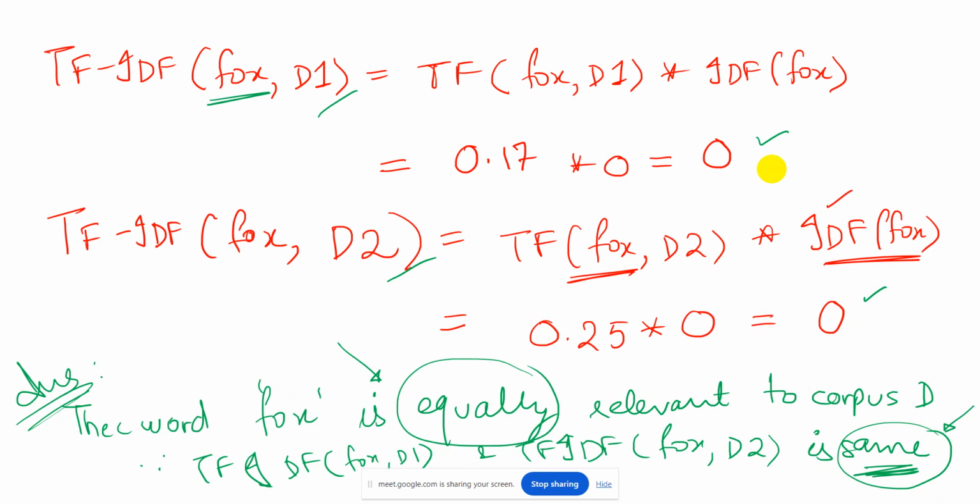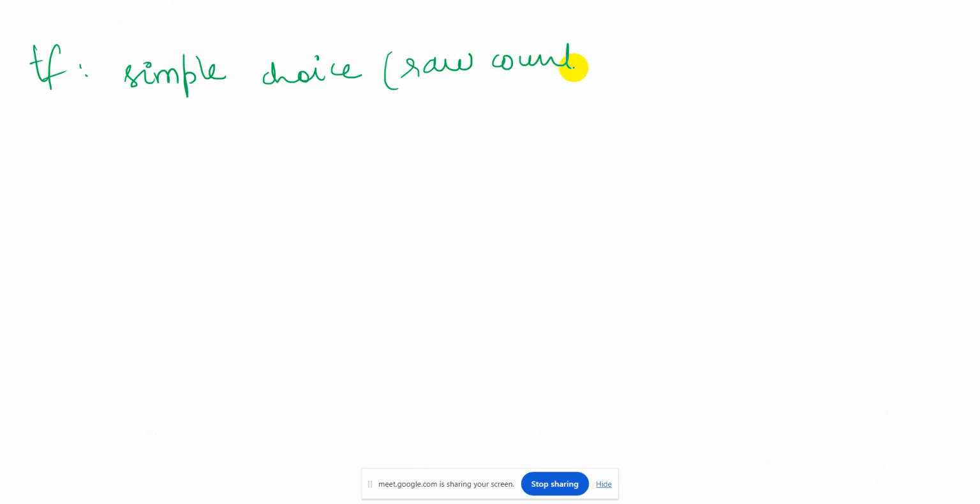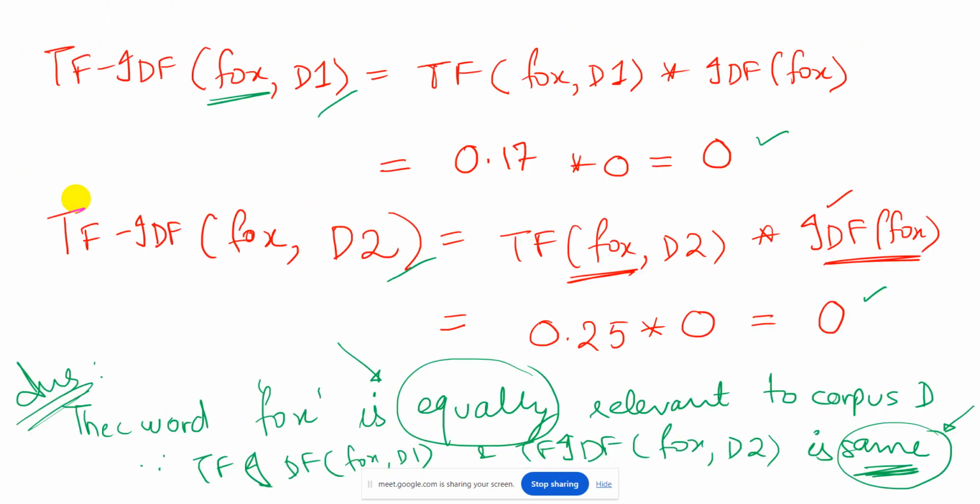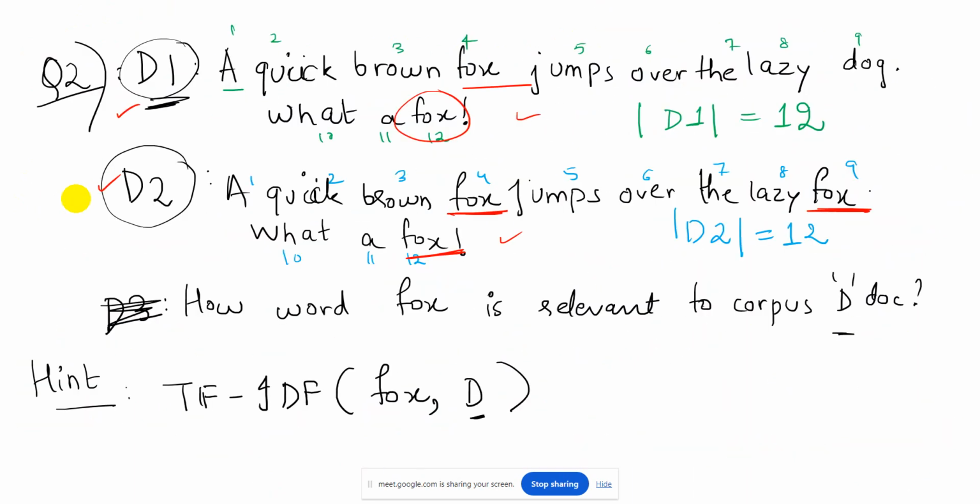So from here we can understand one thing, that TF is a simple choice. TF is your term frequency, that is a simple choice. That is the raw count of a term in a document. But your IDF, see, the word fox is appearing so many times. That means that word is not so important.